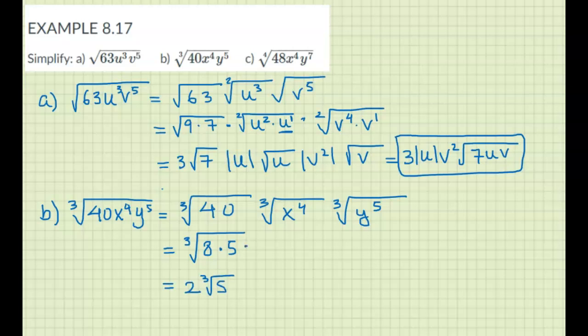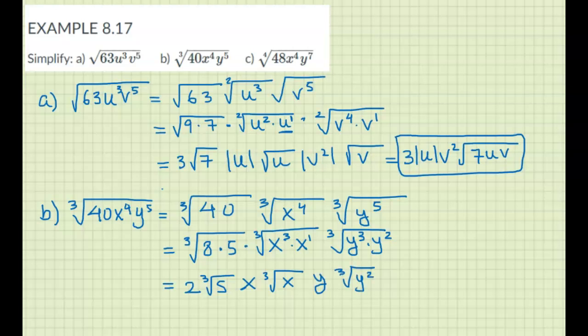Alright, let's go to the x's. I need stuff that divides by 3. So I'm going to write x to the 4 as x to the 3 times x to the 1. Then divide this. We get x to the 1 on the outside and cube root of x on the inside. For the y's, I want to separate this as y to the 3 and y to the 2. Divide these exponents, we get y to the 1, and then we have cube root of y to the 2 left over.